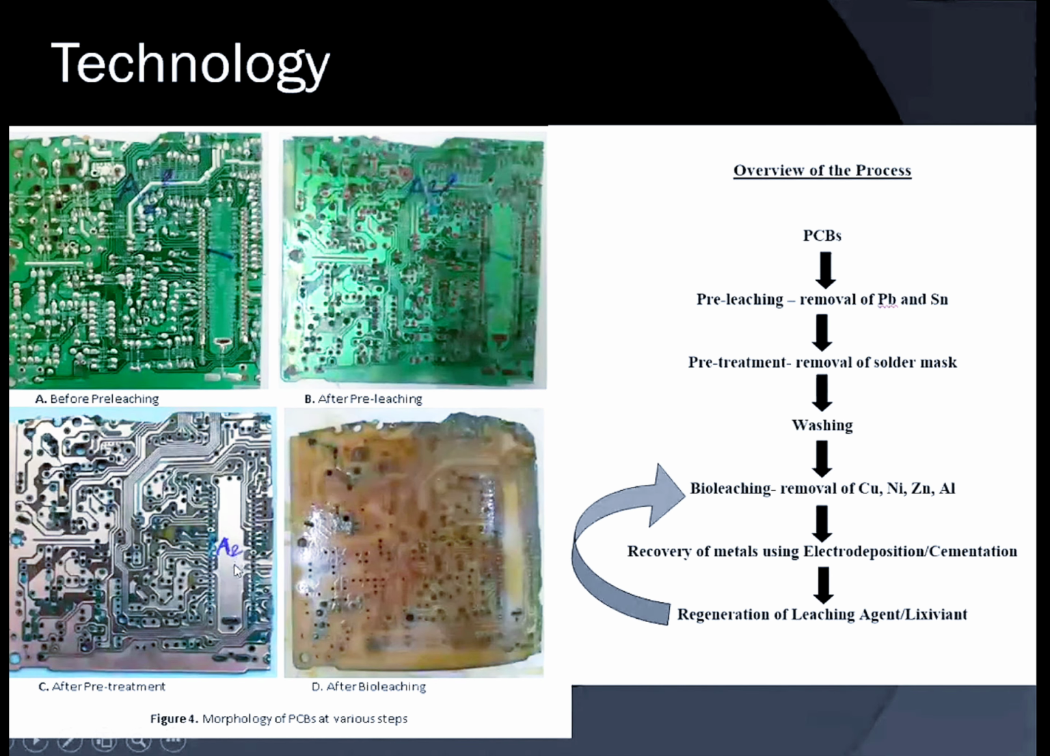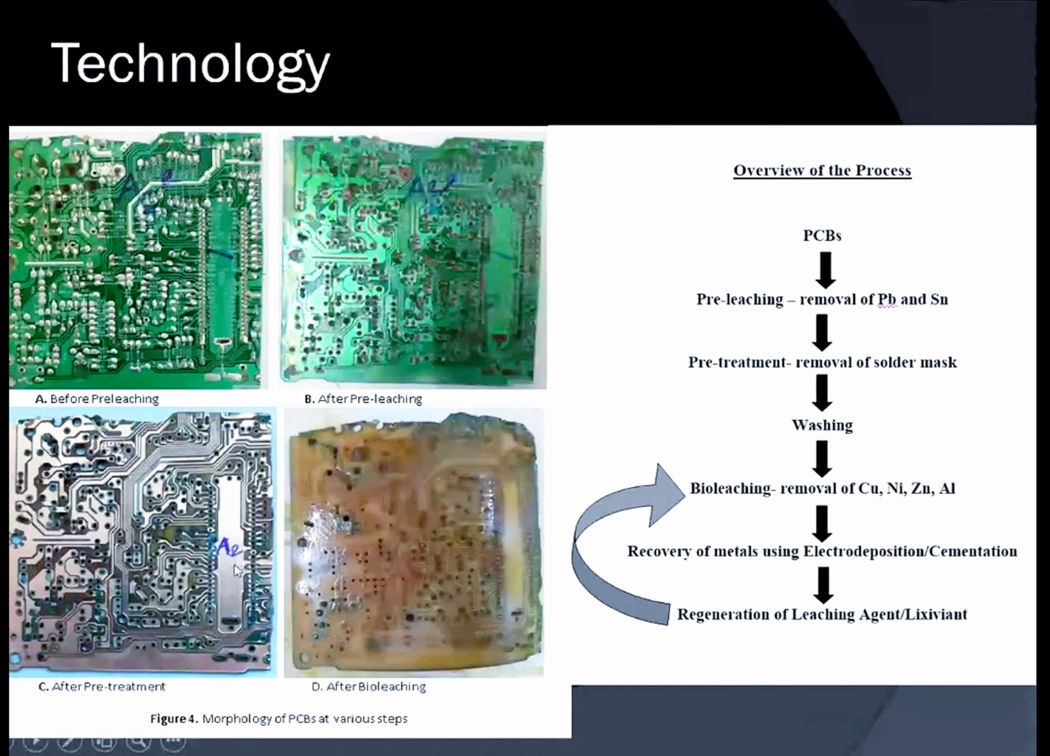Why remove this green layer? Because with the green layer, bacteria cannot access the metals. So we have selectively removed the green layer. This is after pre-treatment. And now we have dipped this in a biological container for the bioleaching. And after bioleaching, see all these shiny metals. The notches are there, but the metals have been clearly removed. So this is the board we have obtained.